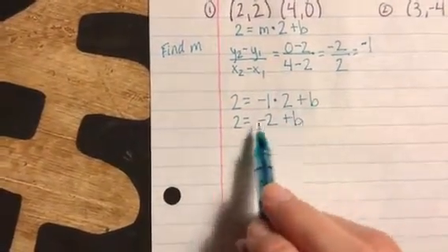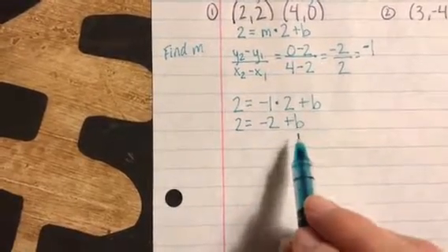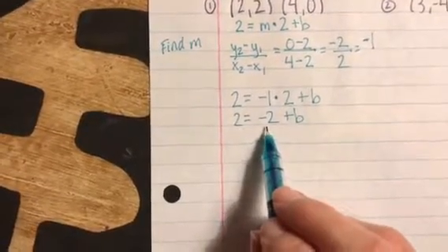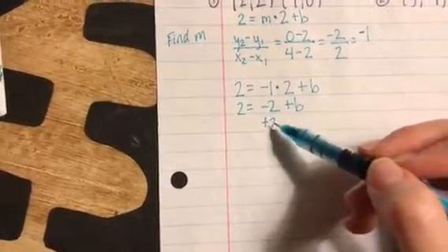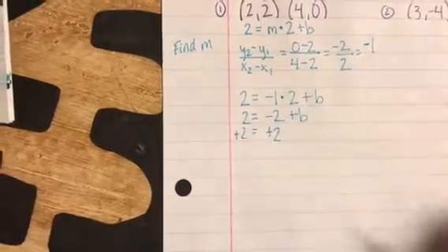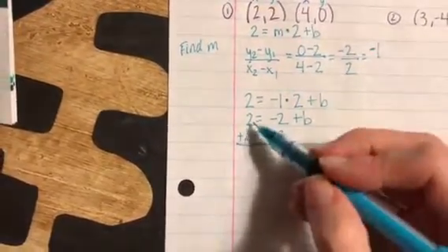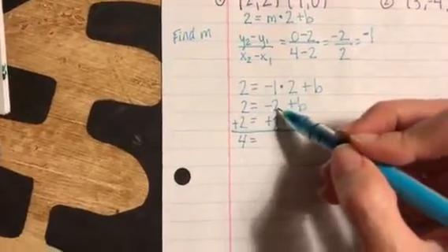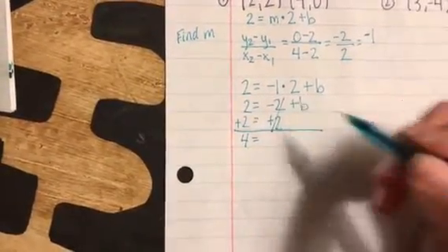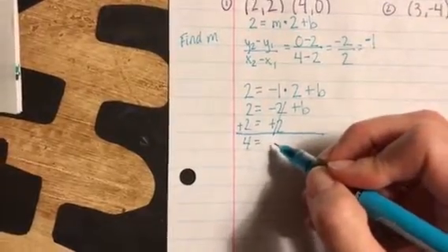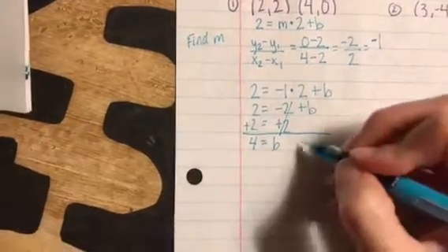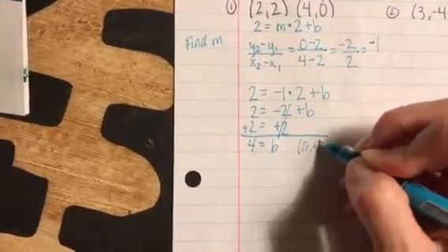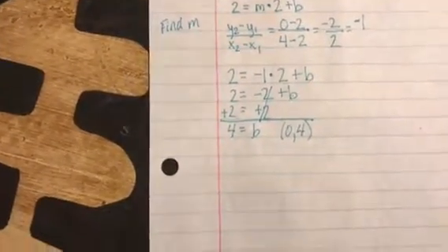And to undo whatever was done to b in order to get b by itself, in this case, I'm going to add 2 to both sides because I want these to cancel each other out. So on this side, 2 plus 2 is 4. Negative 2 plus b, the negative 2 and the positive 2 cancel each other out. So 4 equals b. You might see that written as 0, 4 if you need it as an ordered pair. We'll walk through one more example.